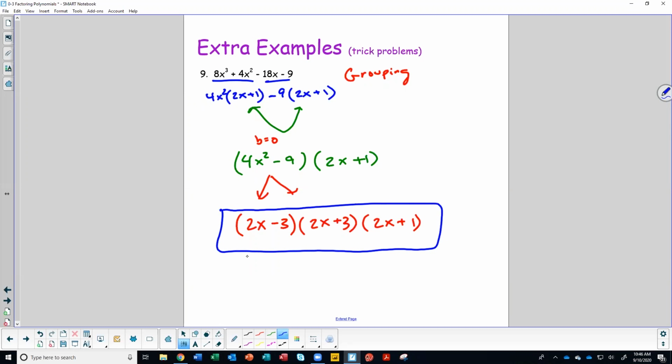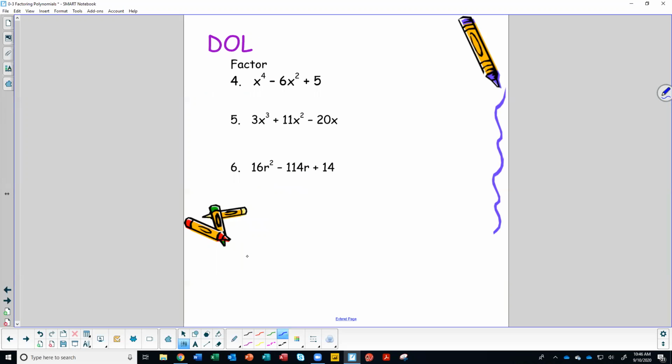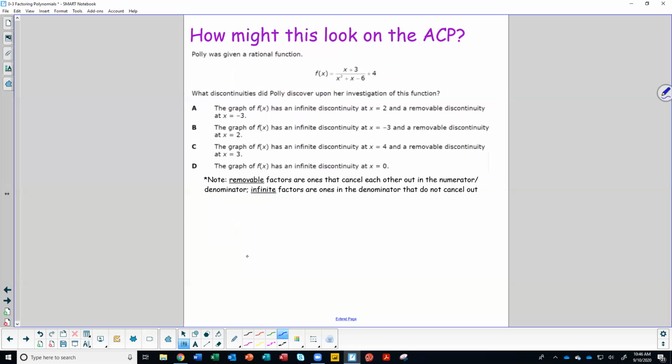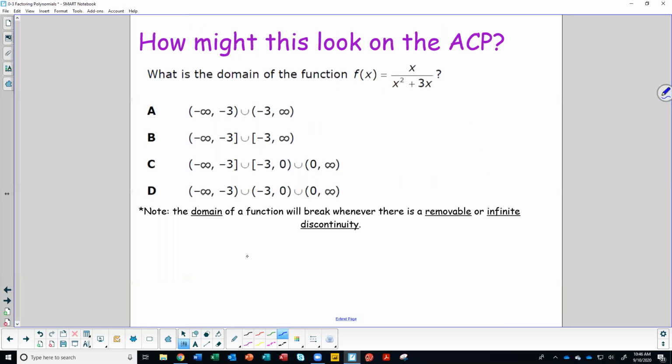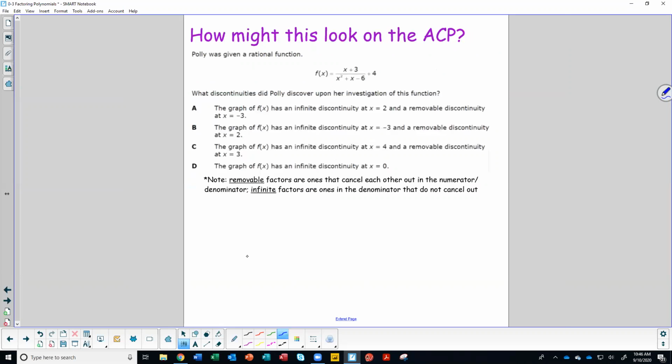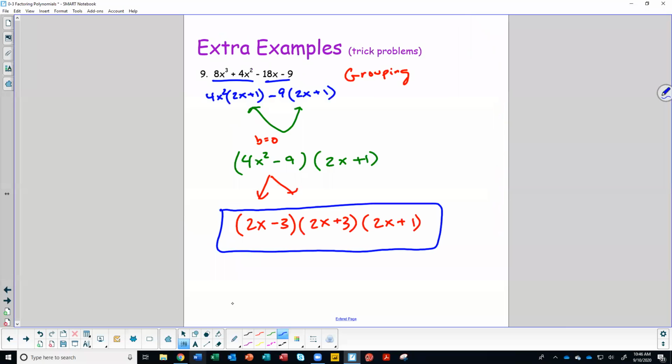So that's everything you need to know. You can now complete this assignment. There are some ACP problems. You can kind of see what this looks like on the ACP. I have videos for that online already, but that's it for this lesson. Complete now.